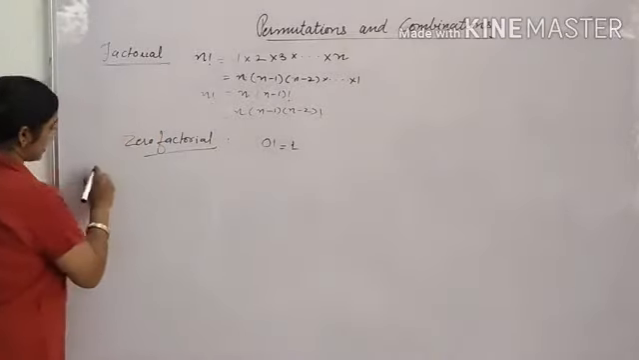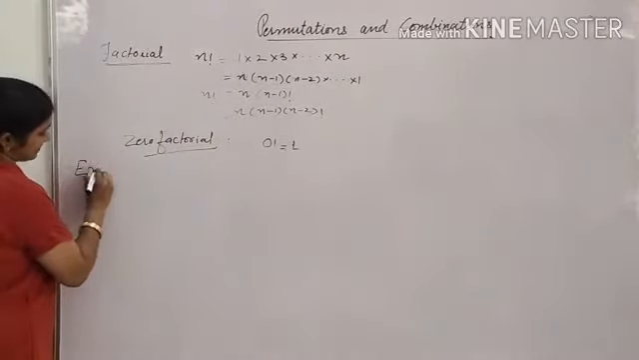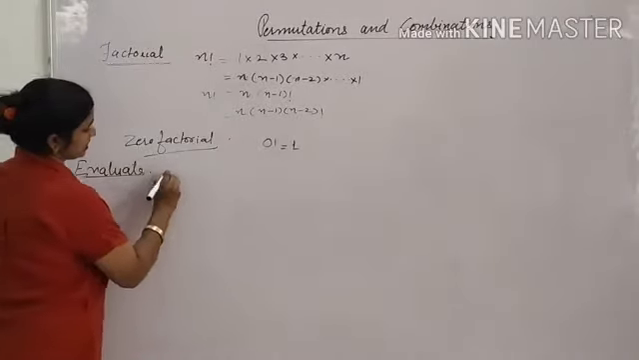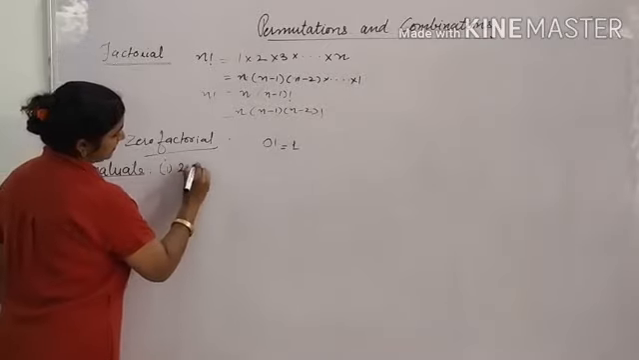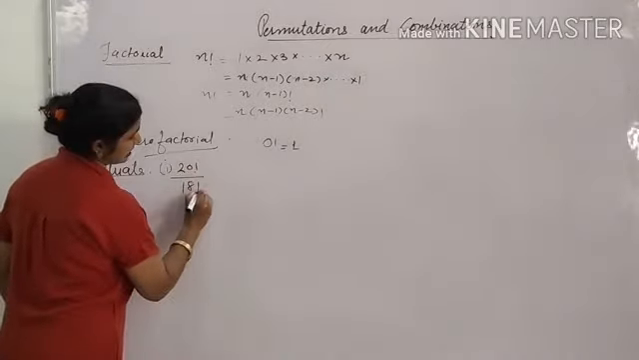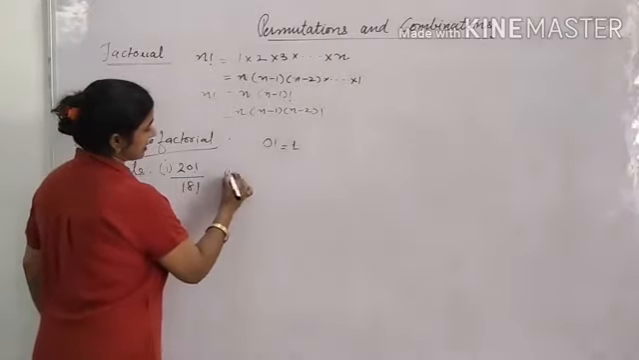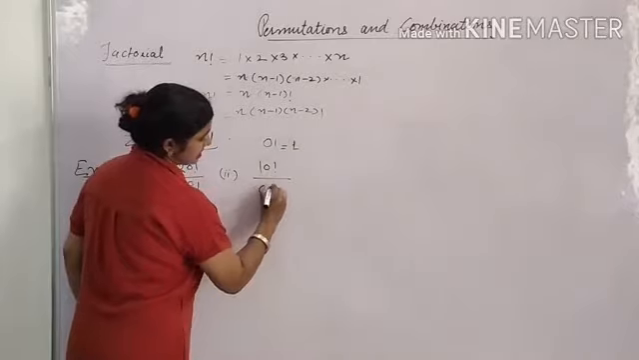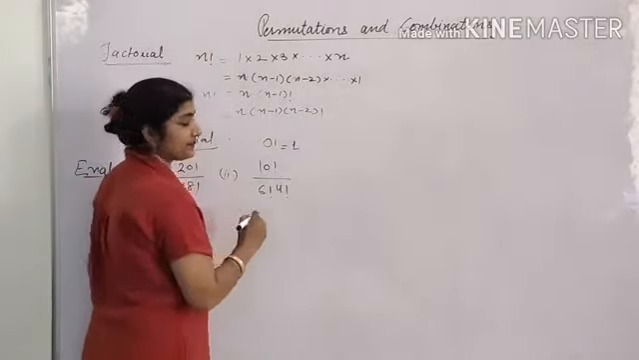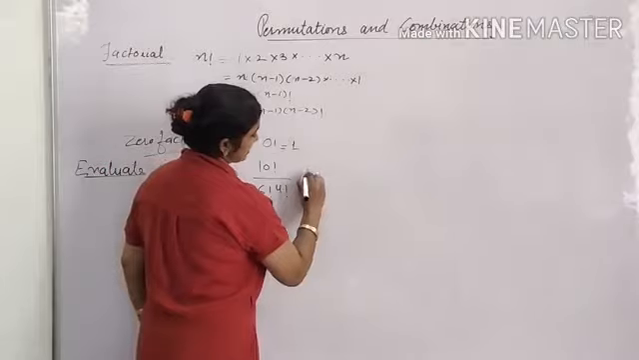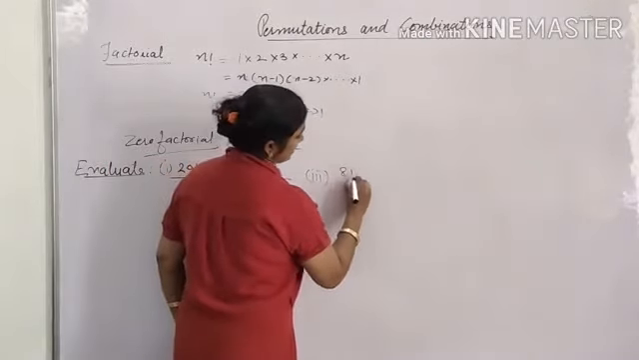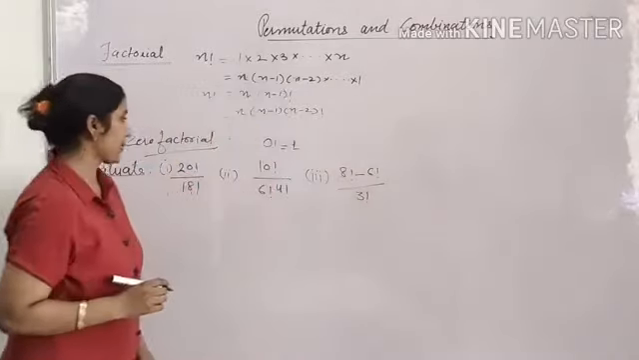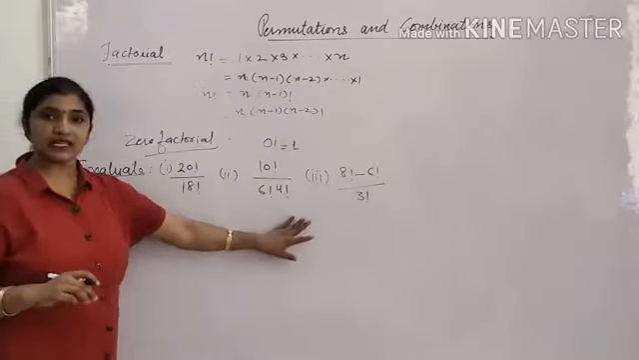So let's have some numericals based upon the factorial notations. Evaluate: the first numerical is 20 factorial by 18 factorial. The second one is 10 factorial by 6 factorial, 4 factorial. And the third one is 8 factorial minus 6 factorial divided by 3 factorial. We shall do these numericals one by one.